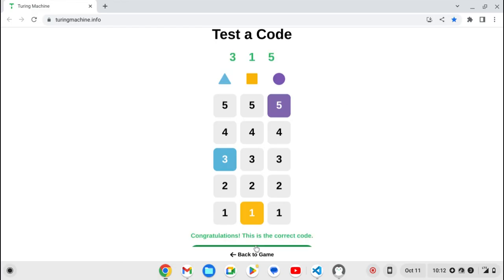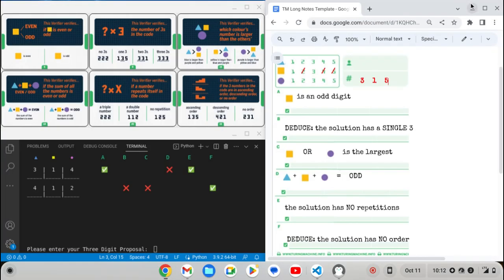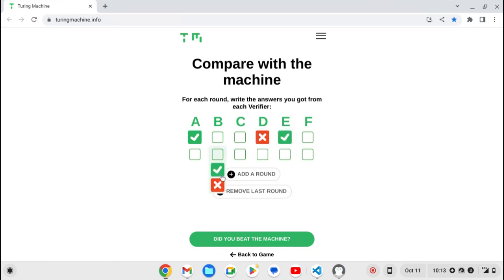That is unbelievable. Okay. Well, let's see. How did we do versus the Turing machine? We did 6 tests. So we did ADE in the first round, and then the remaining 3 in the second round. So let's type that up. ADE. So A was correct, D was not, E was correct. And then in the second round, I believe B and C were both incorrect. And F was correct.